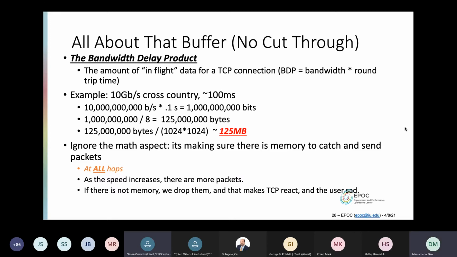All right, thank you. So if you do some back of the envelope math, that's 100 milliseconds of buffering at the sending host workstation. But to imply that you need 125 megabyte buffers at each hop from here to California, you're going to have 100 milliseconds of buffer at each hop. That does seem like a buffer bloat type of situation that could start to occur.